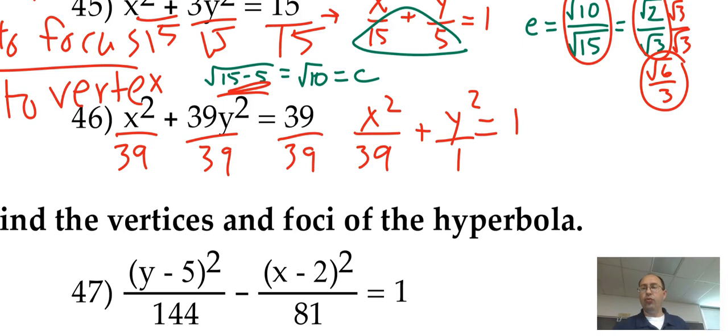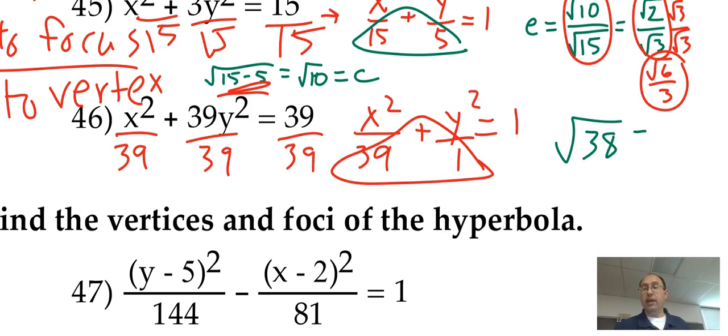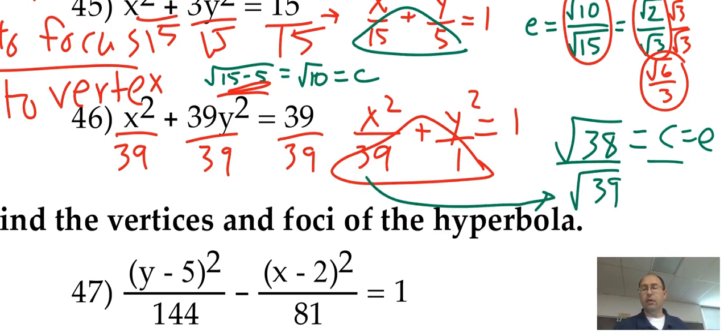Let's see here. C value. That would be radical 38. That's C. E is equal to C over whatever the larger of A or B is, I should say. So that's going to be square root 39. Not a lot you can do with that if you really want me to rationalize it. Not a fan, but okay.